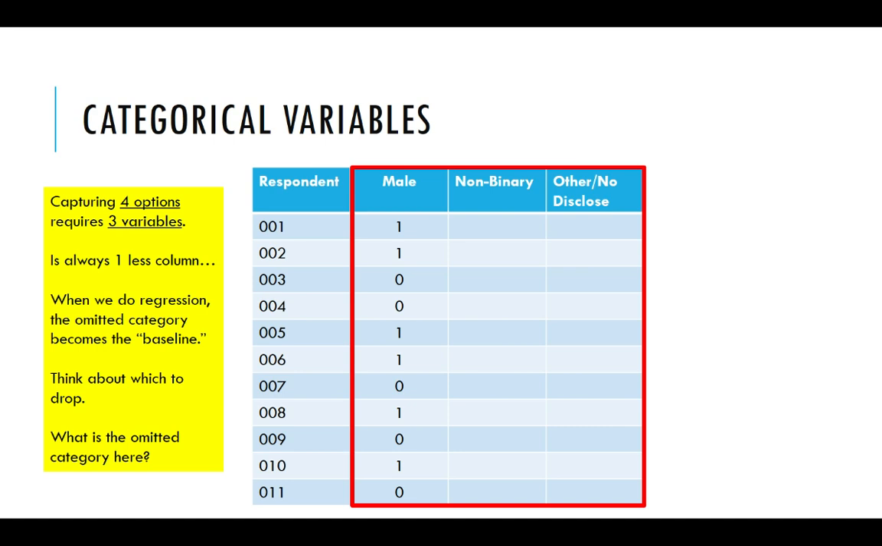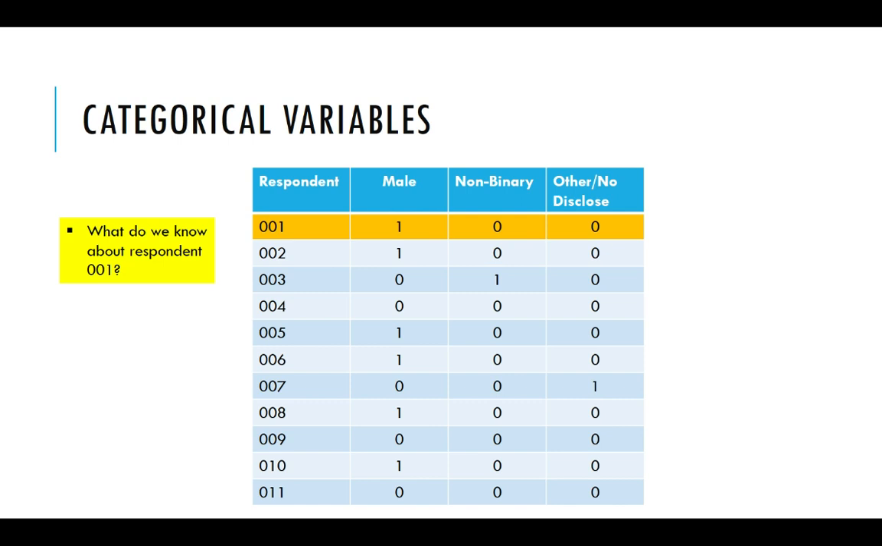So what category is the omitted category here? Well, hopefully you see that it is female. I don't need the female category because I have everything that I need. So let's add some numbers and look at respondent 001. Remember, this is a survey, so I'm probably not collecting people's names. So what do I know about survey respondent 001? Do we agree they are male? We have a 1 for male, 0 for non-binary, and 0 for other or do not wish to disclose. So it's very obvious that this individual identifies himself as male.